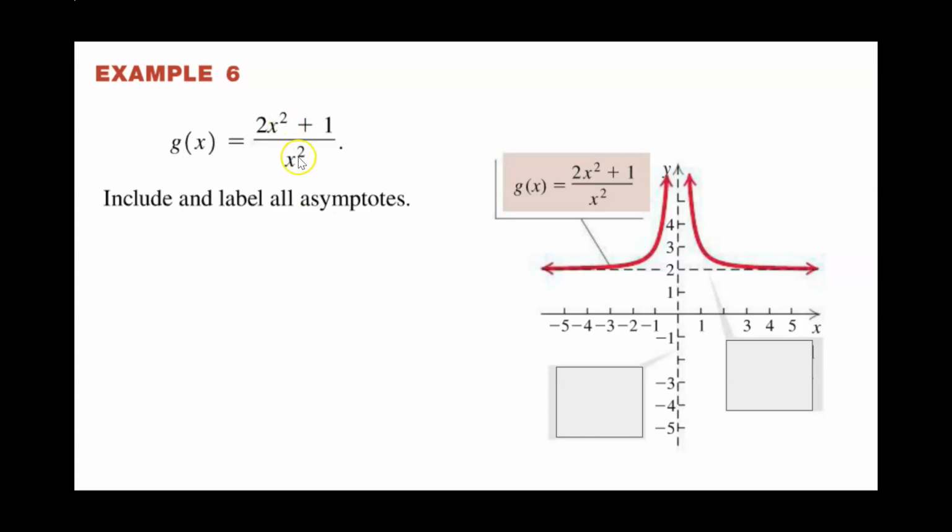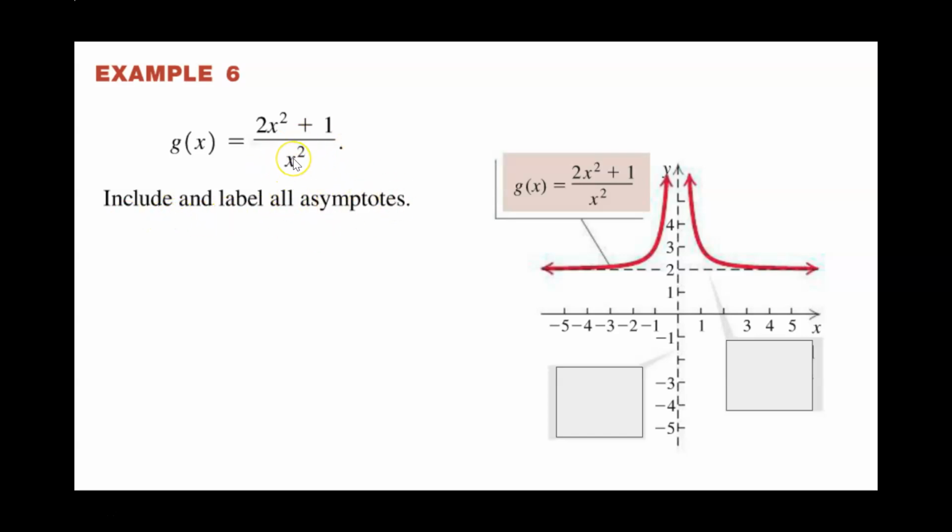So again, we look at this one here for this example. We see that the degree of this one is 2. Degree of this one is 2. Nothing complicated about this. We're going to say that the horizontal asymptote is going to be at 2. So 2 over 1 equals 2. So y equals 2. For this one here, I want you to include all the asymptotes.